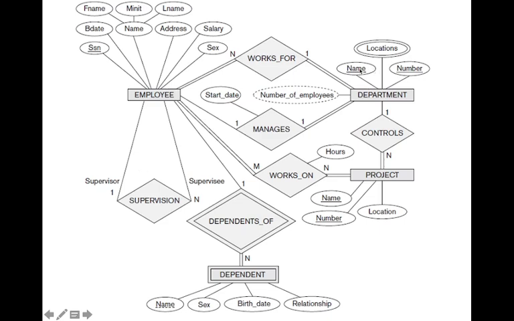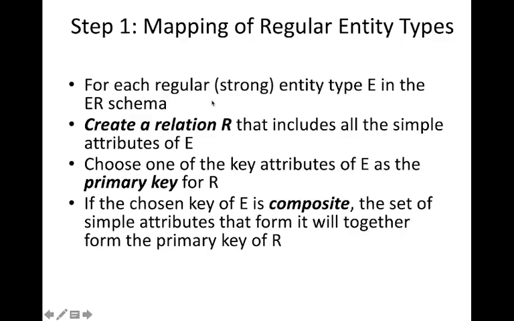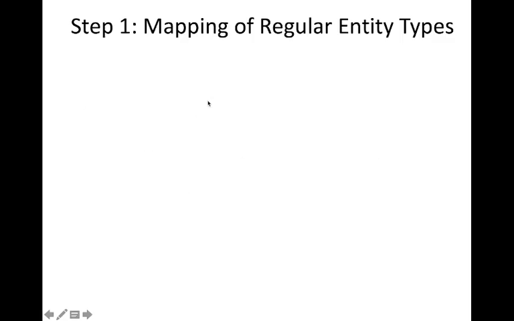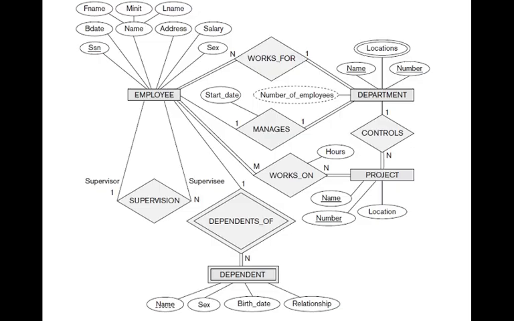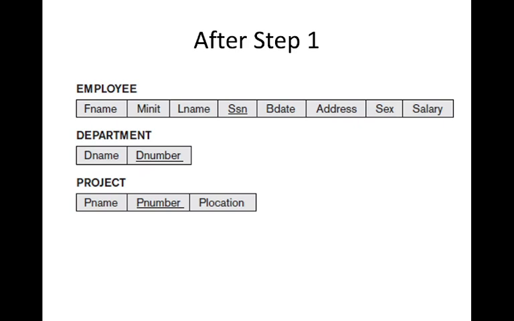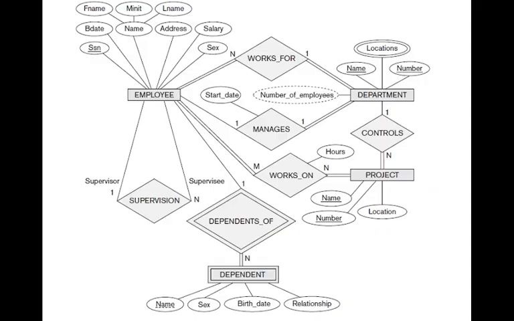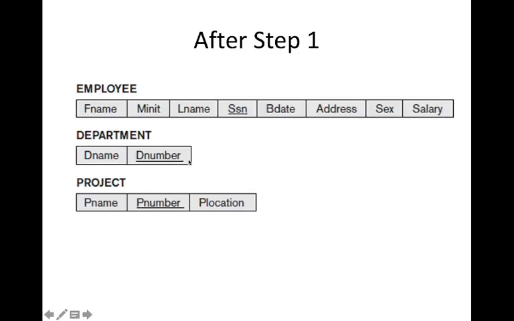Similarly for department, here name and number, we have changed them to department name and department number, so D name and D number. You can change the names of the attributes; it is not a problem. So in the first step we convert the strong or regular entities, that is employee, department, and project, to relations. So we have formed three tables. So this is after step 1.